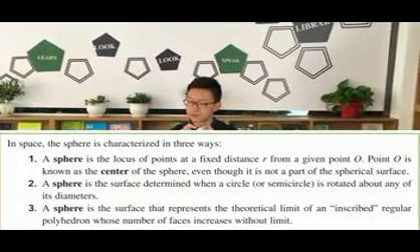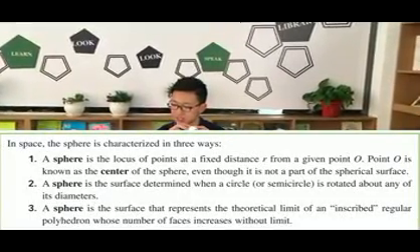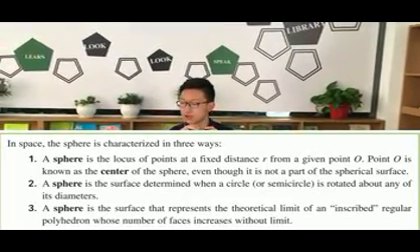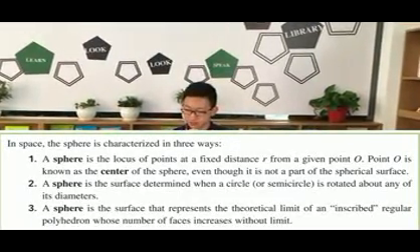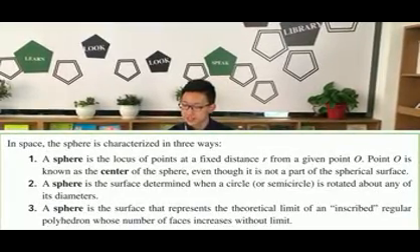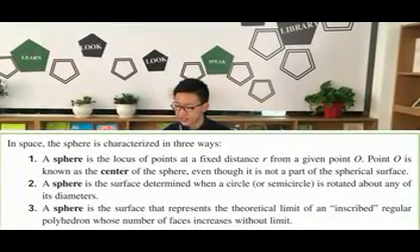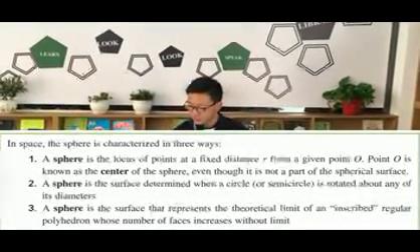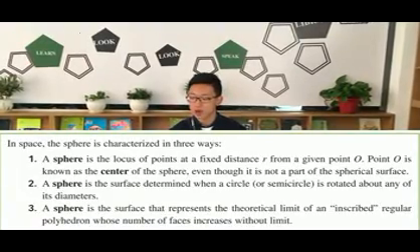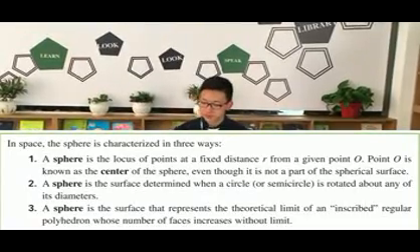Second, a sphere is the surface determined when a circle is rotated about any of its diameters. And the third is, a sphere is the surface that represents the theoretical limits of an inscribed regular polyhedron whose number of faces increases without limit.